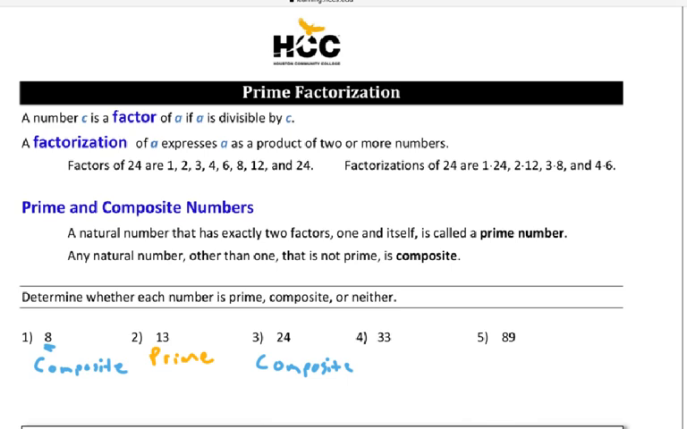33. Okay, well, I know 33 is divisible by 3 because the rule for 3 is that if you add the digits, 3 plus 3 gives me 6, and because 6 is divisible by 3, this number is divisible by 3. So this number is composite.